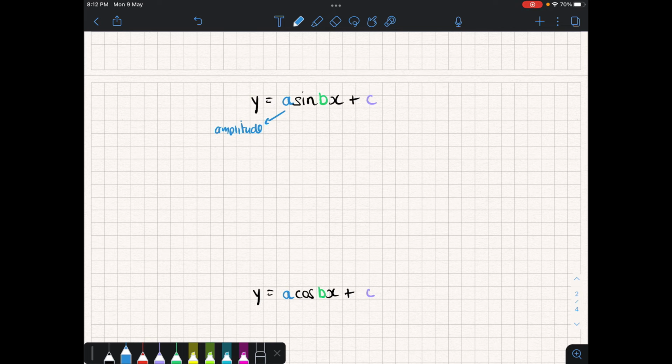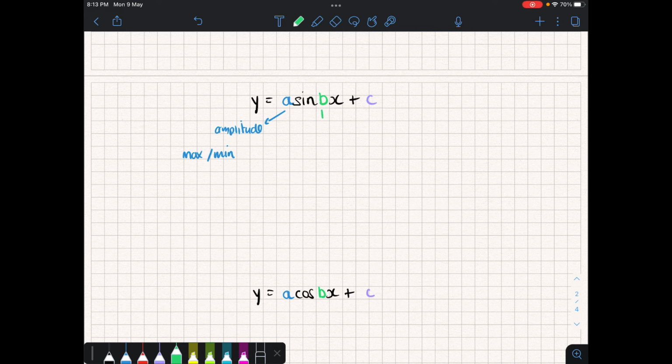It's going to tell us the maximum or minimum value of the graph, right? Remembering that the normal sine graph goes from -1 to 1, the amplitude, or the number in front of sine, or A, will tell us what the new maximum or minimum value would be, right?